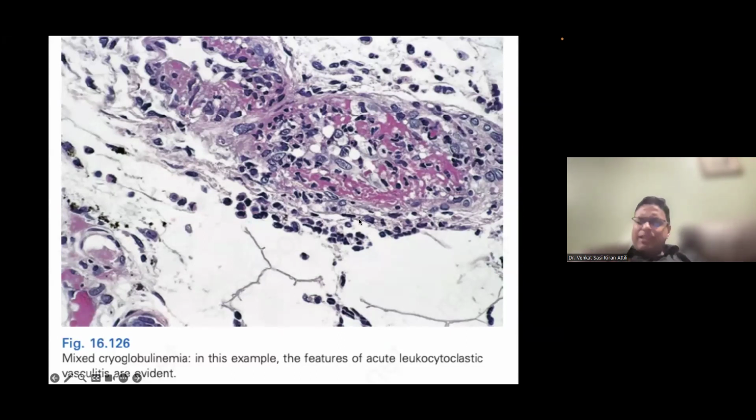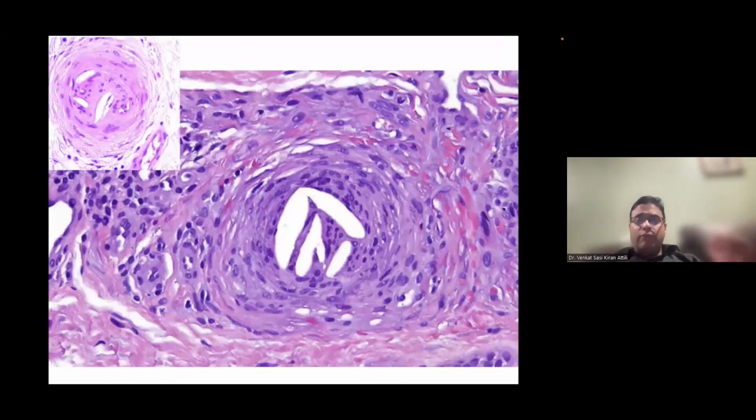So vasculitis is a very vast topic. You need to read about it three, four, five times in the textbook. Read the pathogenesis as well for you to truly understand it. I'm only giving you an overview in the limited time we have.